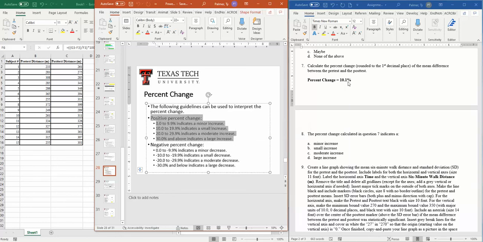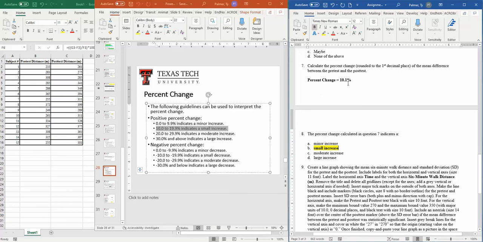Now, 10.1%, positive 10.1%, where does that fall under? Which one of these does that fall within? Which range? It falls within this one. 10.1% is in between 10.0 and 19.9%. And that indicates a small increase. So that's going to be our answer. And so our answer for question number 8, in this example, is going to be a small increase. So I'm going to bold and highlight there to indicate my answer.